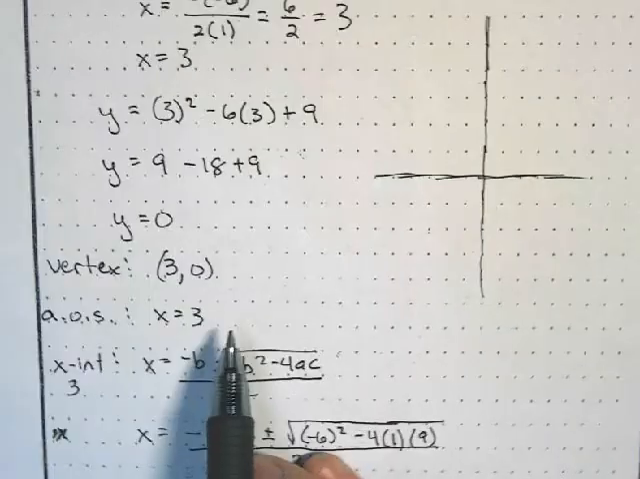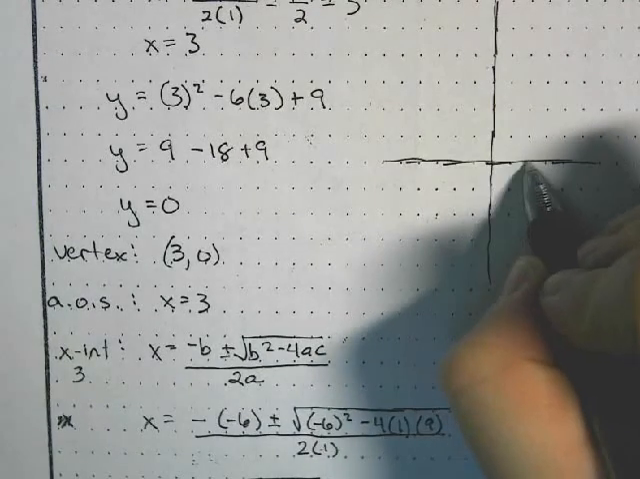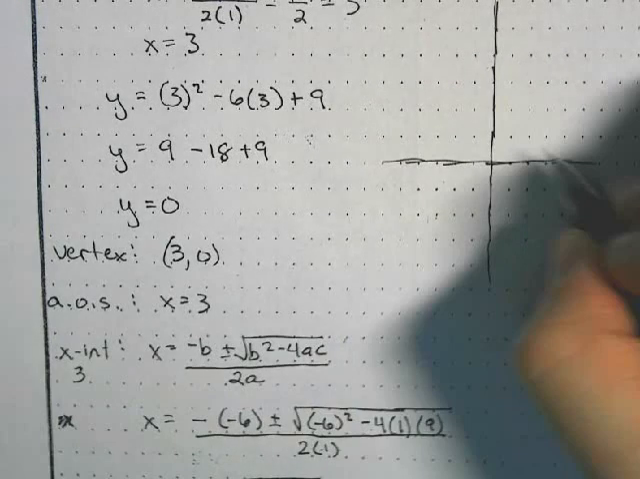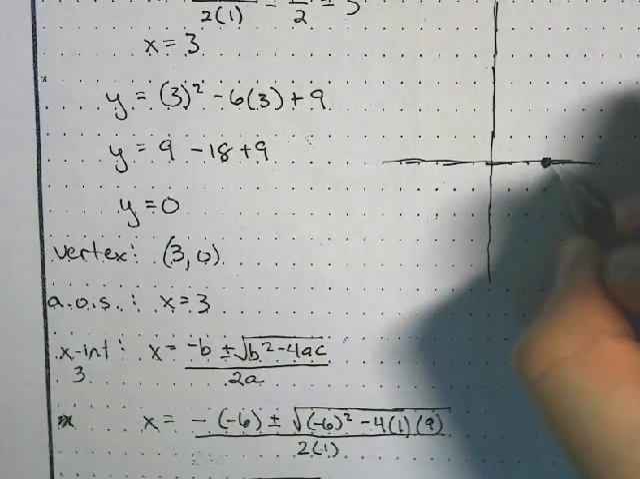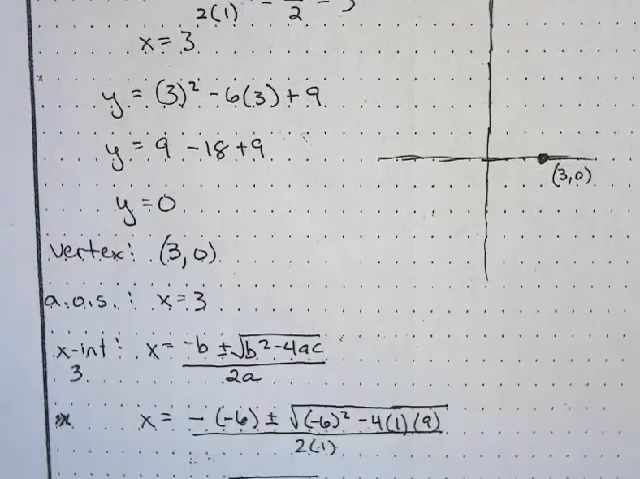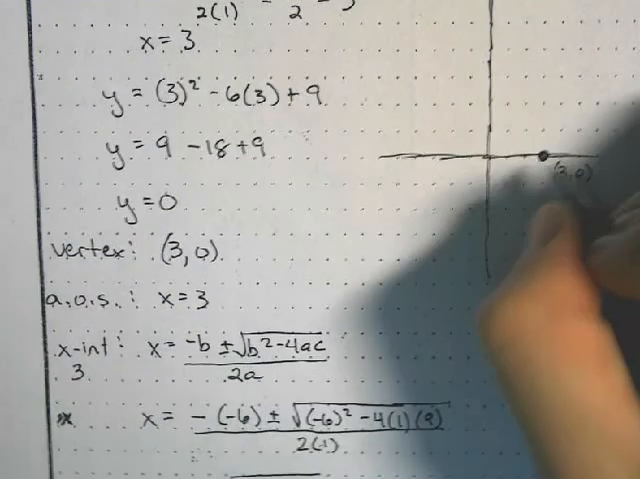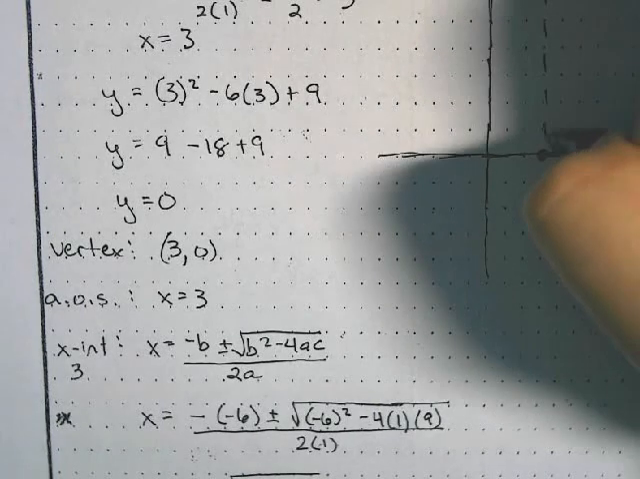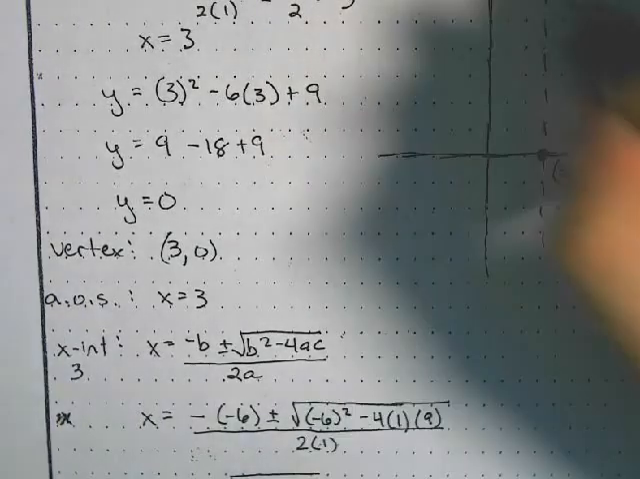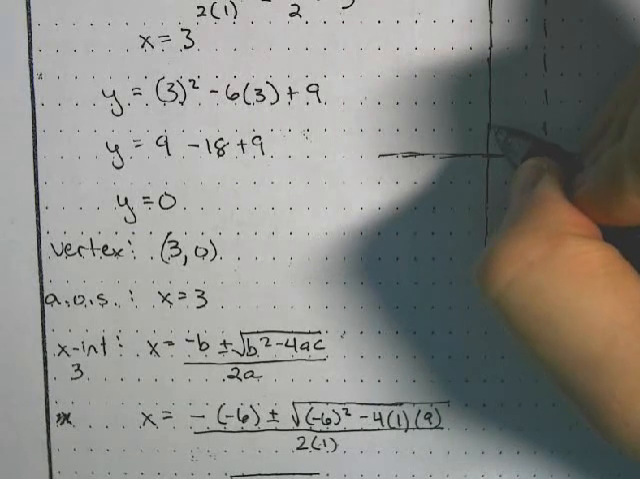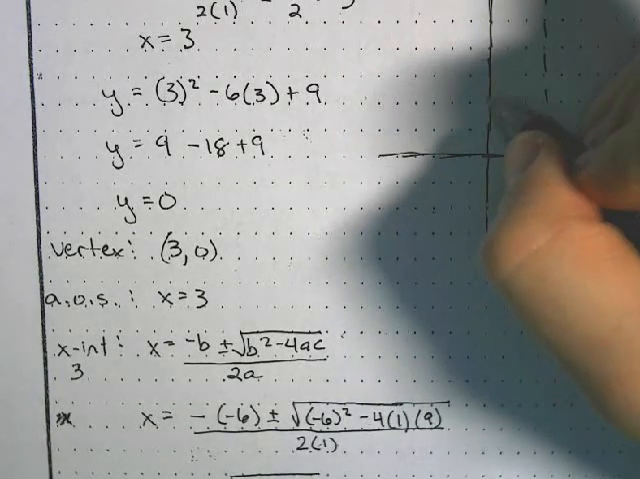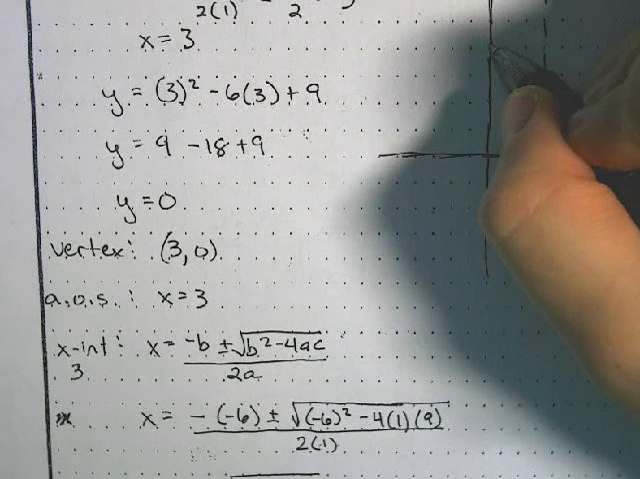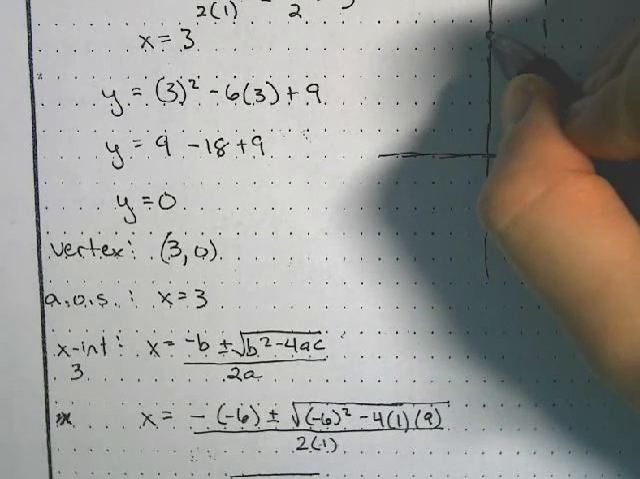So I know my vertex is 3, 0. So I'll go over 1, 2, 3, right here, 3, 0. There's my vertex. Then my x-intercept is also at 3. My axis of symmetry is passing through here, and then my y-intercept is at 9. I'm just going to count by 2s, 2, 4, 6, 8, 10, so my y-intercept will be about right there.